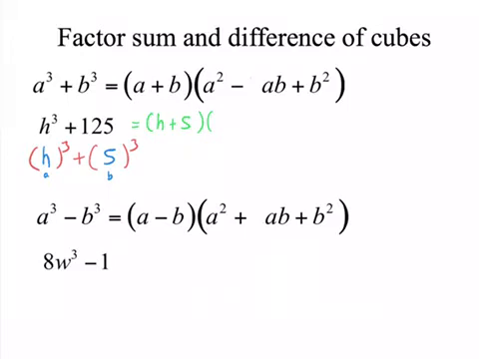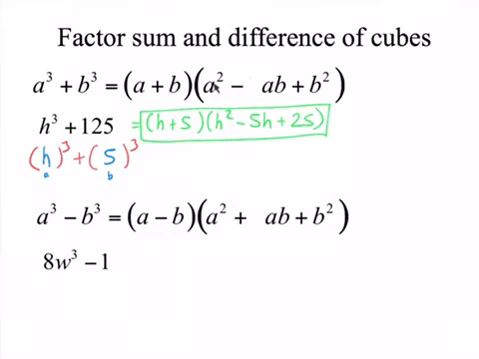Then we take A squared, which would be h squared, minus. Then we multiply A times B, which would be 5h. And then we add B squared, which would be 5 squared, which is 25. And we are done with that one. You just follow the formula, plug things in where they belong. So let's do the same thing for this.